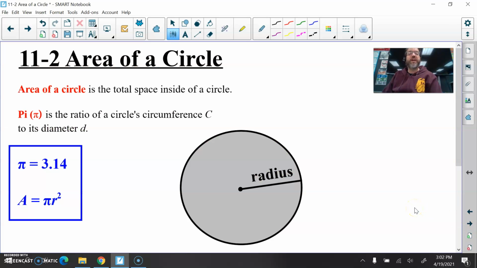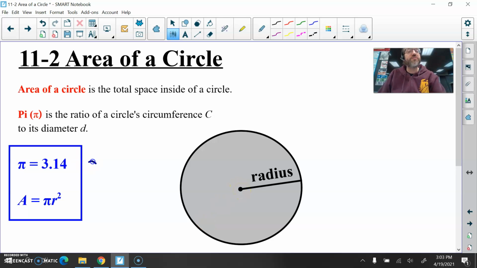Area of a circle, again, is the total space inside of the circle. If you look at this circle here, it's all of this area shaded gray. And you can see the radius connects the center of the circle to the outside of the circle. That measurement is your radius. In fact, the radius is used to make a circle, as I mentioned in the last lesson, because all these points on this circle going around its perimeter are exactly the same distance away from that center point right there.